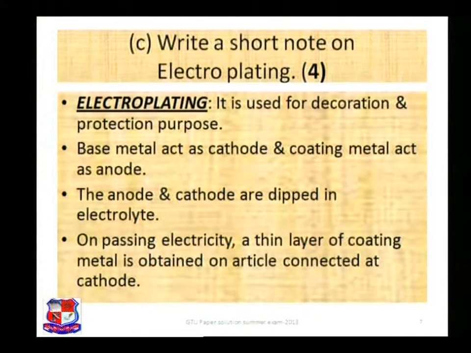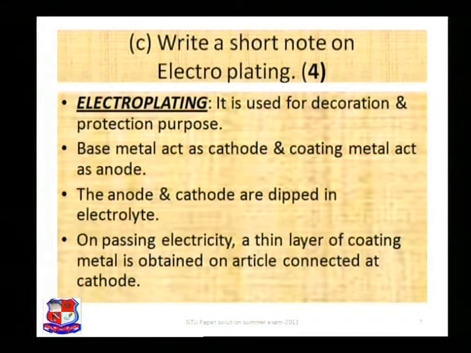You can see here very clearly, a short note on electroplating. First of all, what is the purpose of electroplating, that has to be covered in the answer of the GTU. It is having 4 marks weightage. So we will first write that electroplating is used for decoration and protection purpose. Base metal acts as cathode and coating metal acts as anode. This is very important.